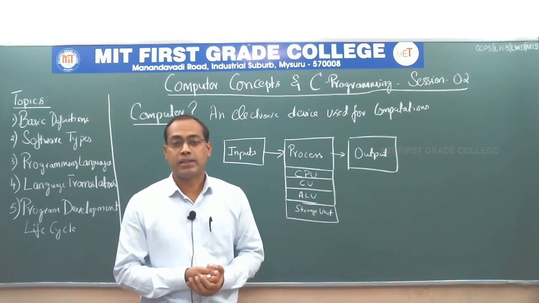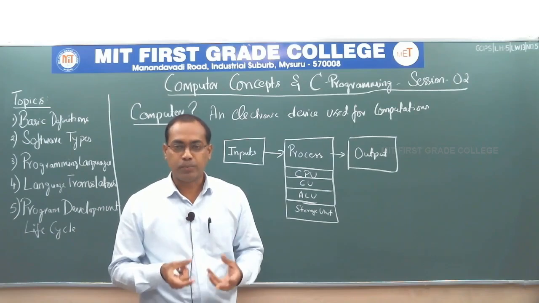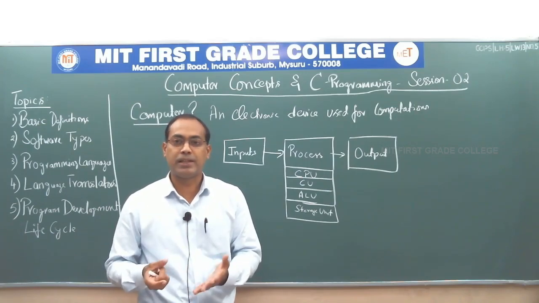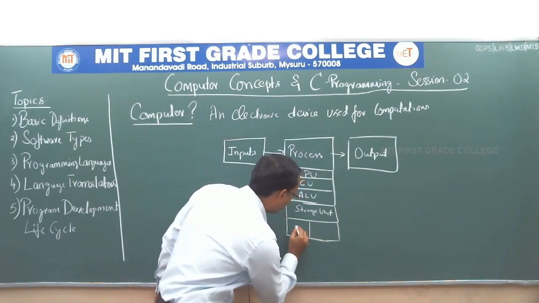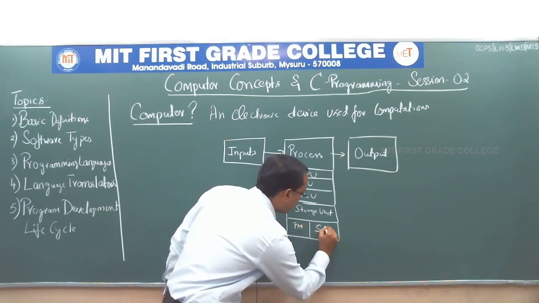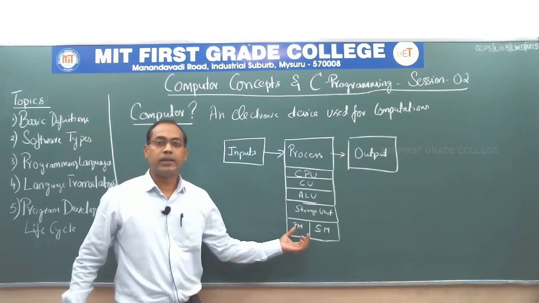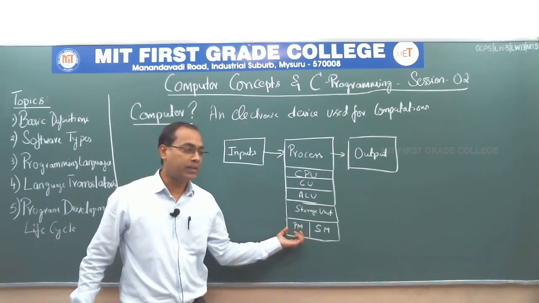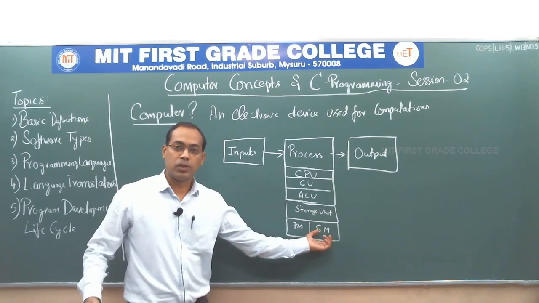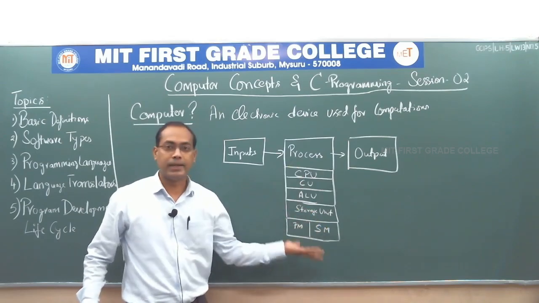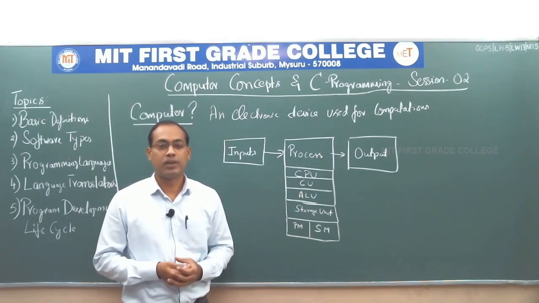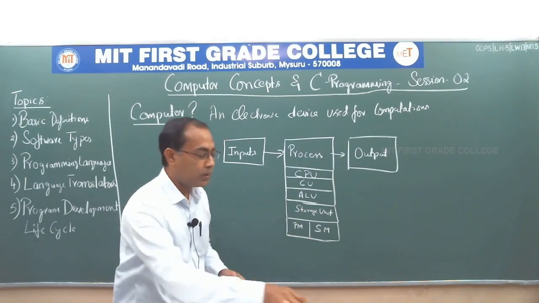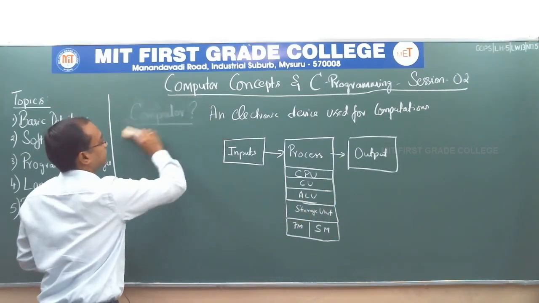And the storage unit is responsible for storing the input, processed data as well as instructions. The storage unit can further be divided into primary memory and secondary memory. Primary memory is responsible for storing intermediate data, whereas secondary memory, which is also called the permanent memory, is responsible for storing permanent data after the data is processed. So, this is the most fundamental definition of computer. Next, we will look into some more important definitions.